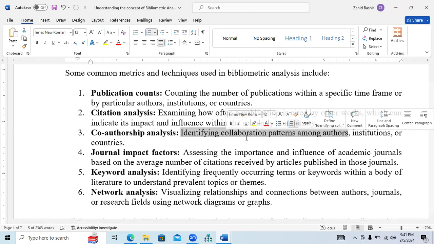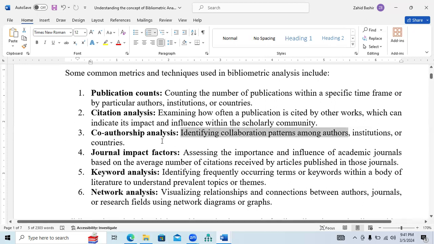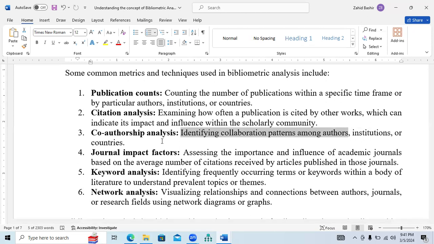Yes, Dr. Abhishek, you have a question, you may ask. Bashir Saab, regarding this type of search, do we have to do a different search every time? For example, publication count, a different search; citation, a different type of search; or can we combine them as per requirement?